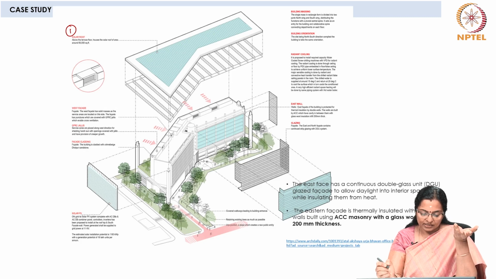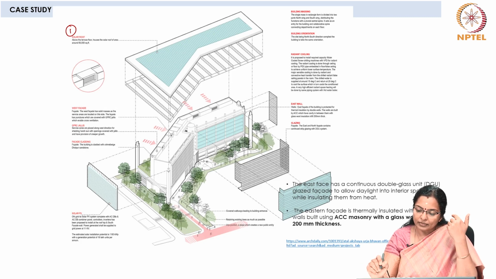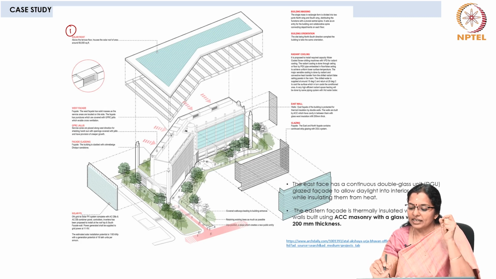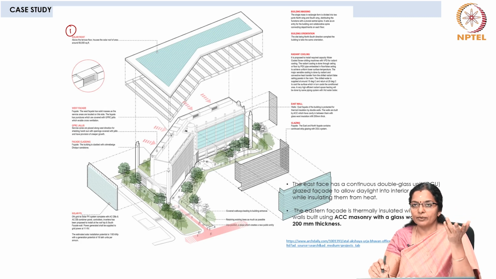Solar PV panels are installed in abundance, and the single mass in rectangle form is divided into two parts, north wing and south wing, which distributes the functions with a pivotal central spine. This acts as the entry for the building and collaborative spine connecting departments on each of the floors. This building also uses radiant cooling which we will see in the forthcoming classes.